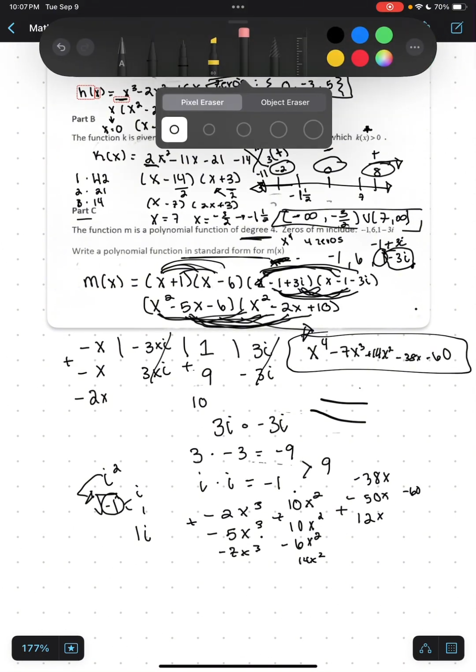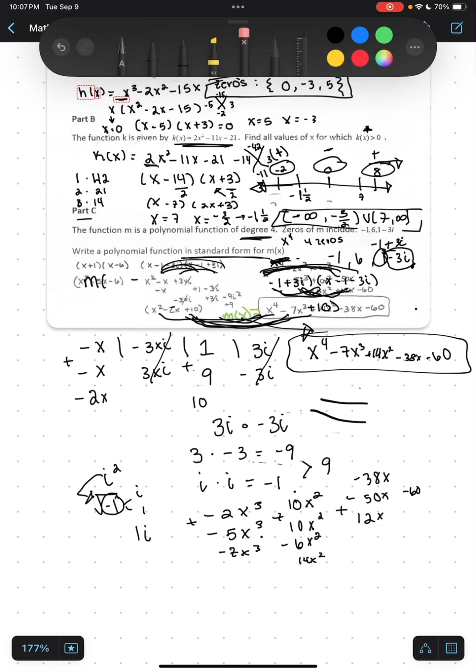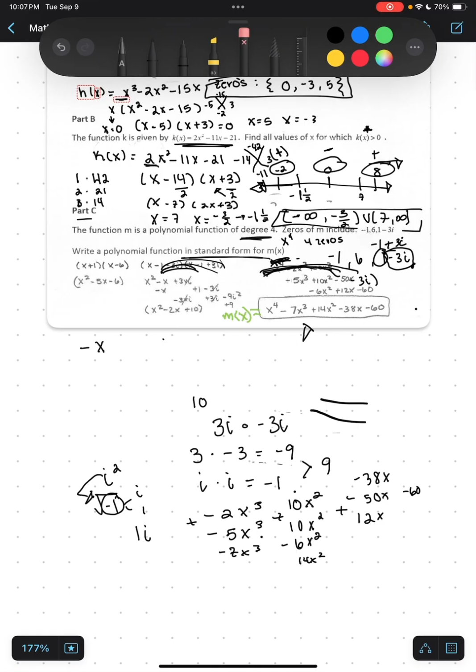Let's check. Yep. x to the 4th, negative 7x to the 3rd, plus 14x squared, minus 38x, minus 60. And that is how you do it.